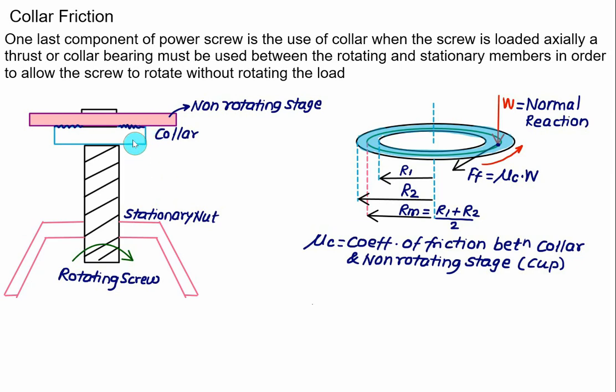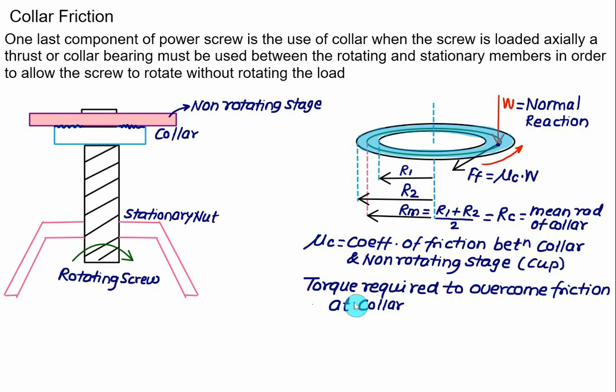We can call it as cup also. Now this value of Rm doesn't mean the mean radius of the rotating screw, so I will modify this value. I will take this value as equal to Rc, where Rc is the mean radius of the collar. So in this case we require the additional torque to overcome the friction between the collar and the non-rotating stage.